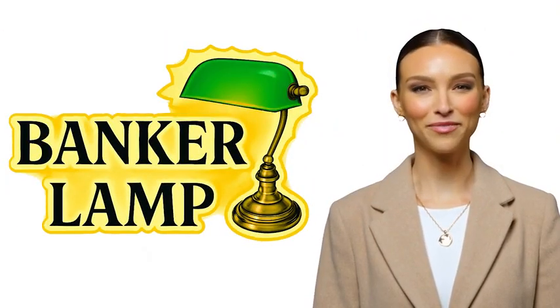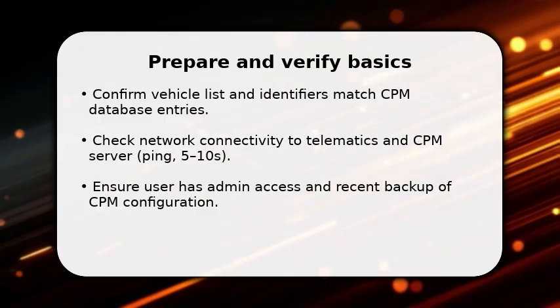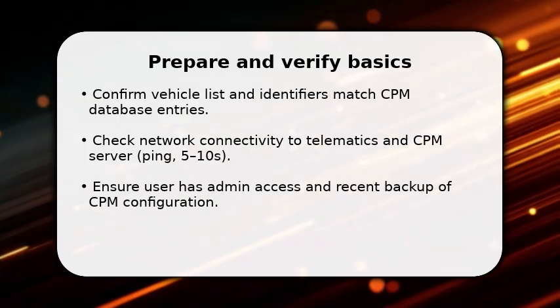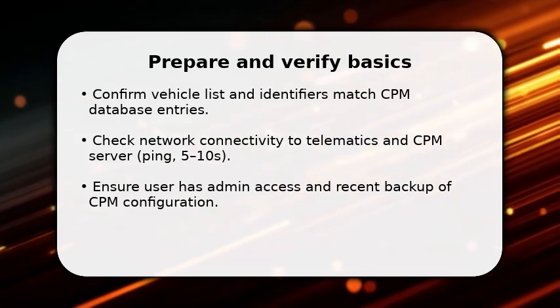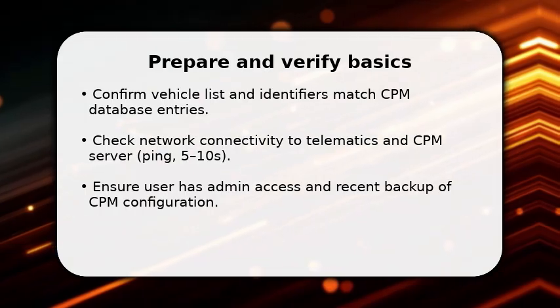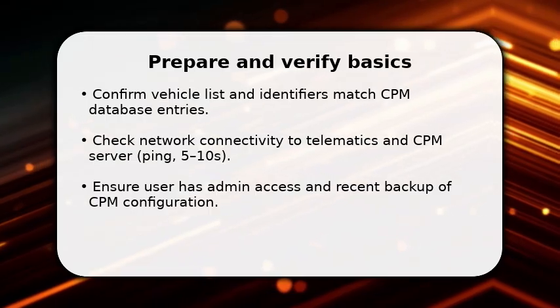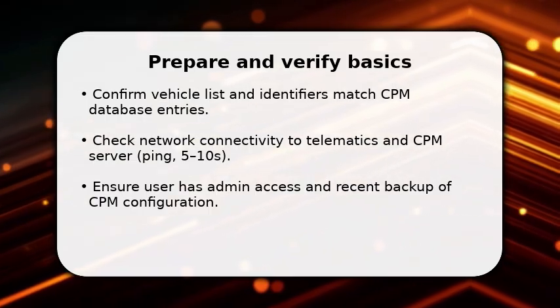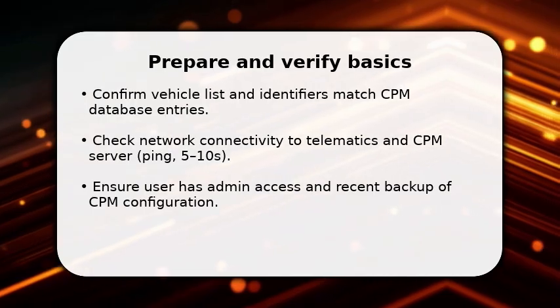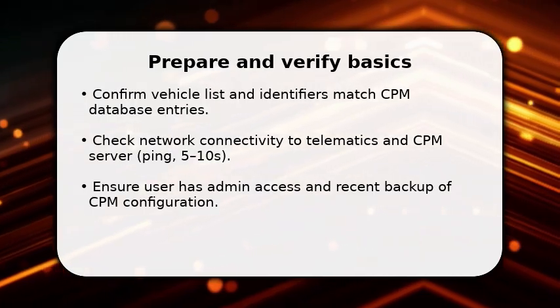You start by verifying the essentials. Confirm the exact vehicle ID in your fleet match the CPM records, and make sure you have admin access and a current backup. Next, test connectivity to telematics and the CPM server. Intermittent network issues often cause the car's not available state.